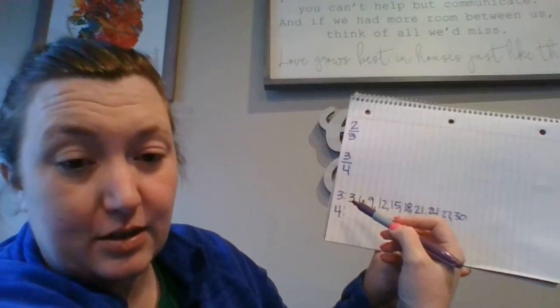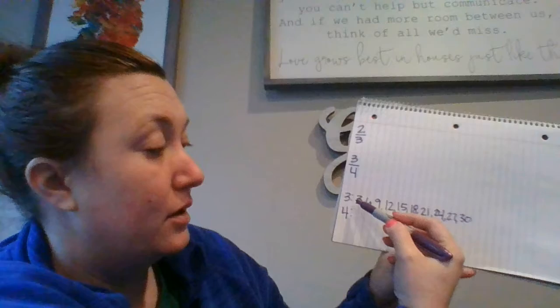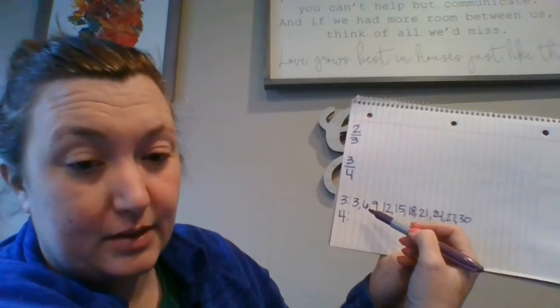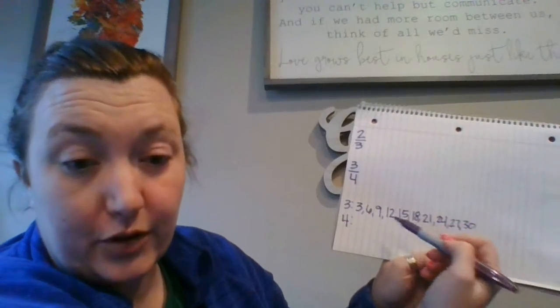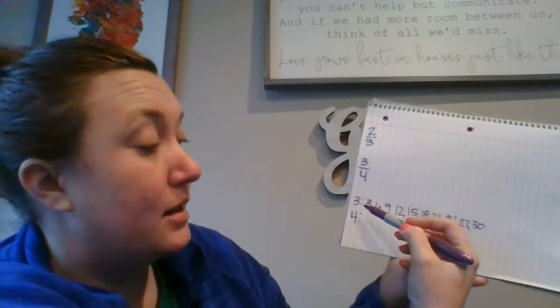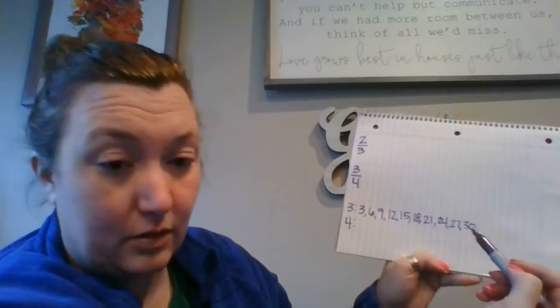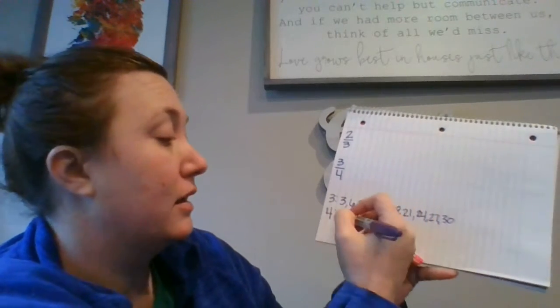So skip counting is just like adding 3 every time, right? You start with 3, and then 3 plus 3 is 6, 6 plus 3 is 9, 9 plus 3 is 12, or if you're good with your multiplication facts, then 1 times 3 is 3, 2 times 3 is 6, 3 times 3 is 9. So either way, just skip counting. We're going to do the same thing with 4, okay?